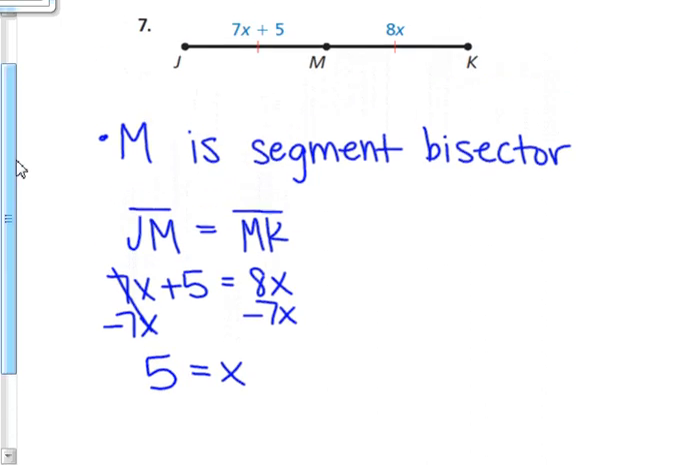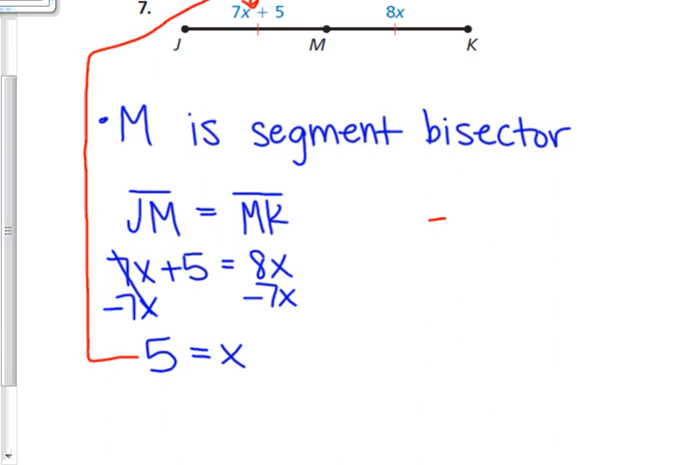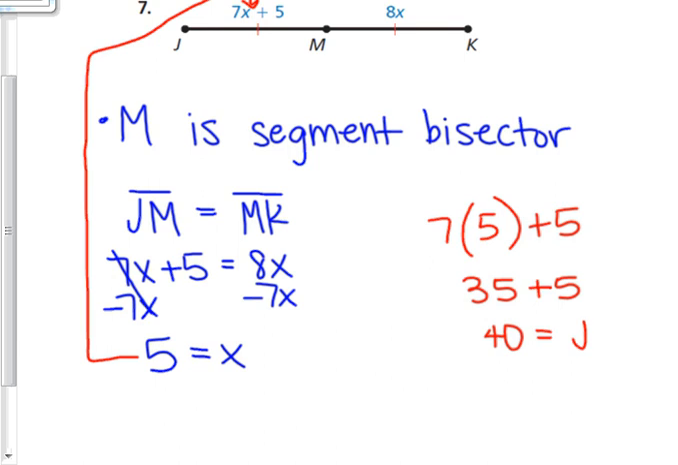The last step I need, since it asked me for the distance between J and M, I'm going to take the value I found for x and substitute it in right here for this x value. So off to the side here, I'm going to do that. I have 7 times my x value that I found, which was 5, plus 5. I know that 7 times 5 gives me 35. 35 plus 5 will give me 40. That's the distance between J and M.